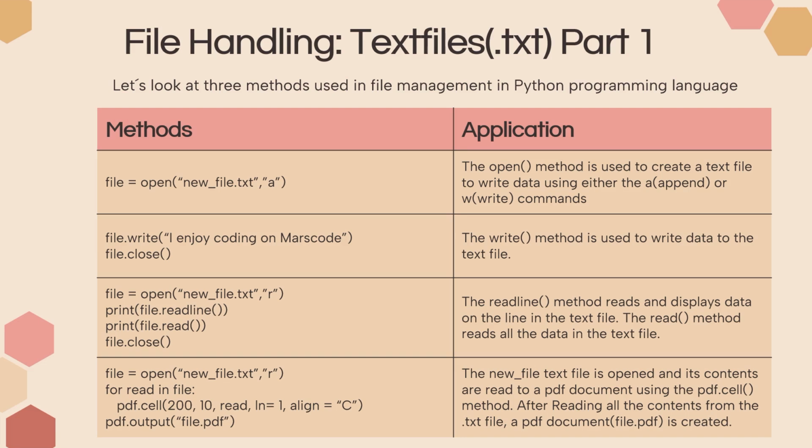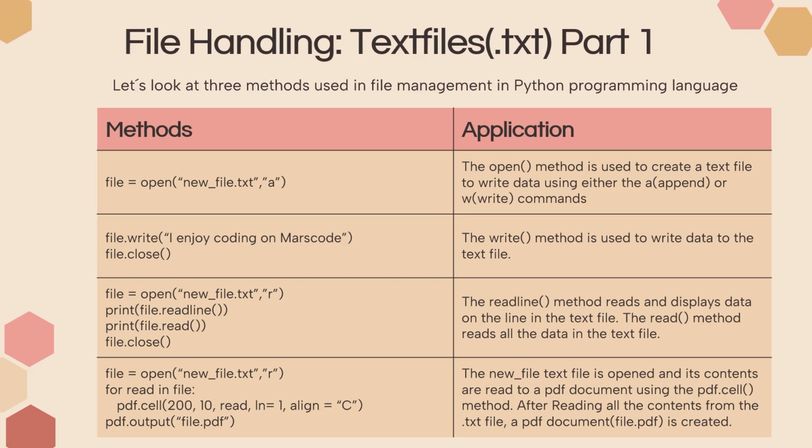We have file equals open, and in parentheses we have new_file.txt, and we are passing the A command, which means append. The difference between the A command and the W command is that when you append data to a file, it's just like you're adding data to the file. But when you write data to the file, it's like you're overwriting the data that's already present in the file, and new data is going to be written to that file.